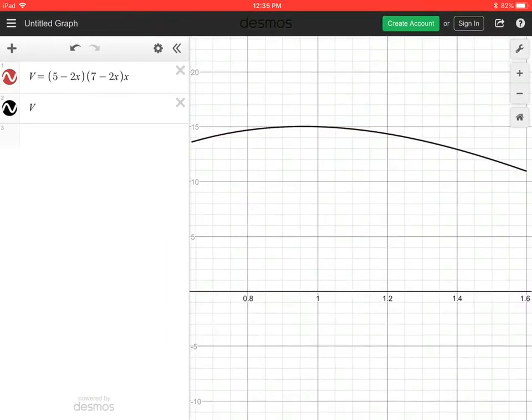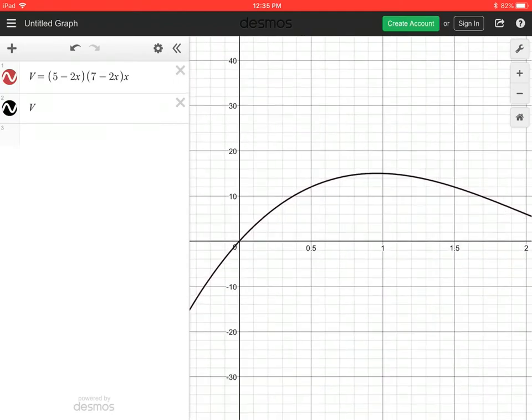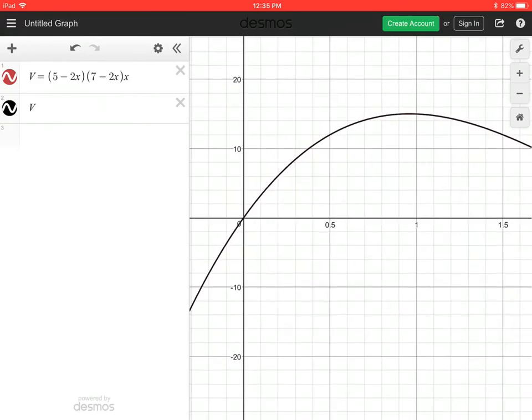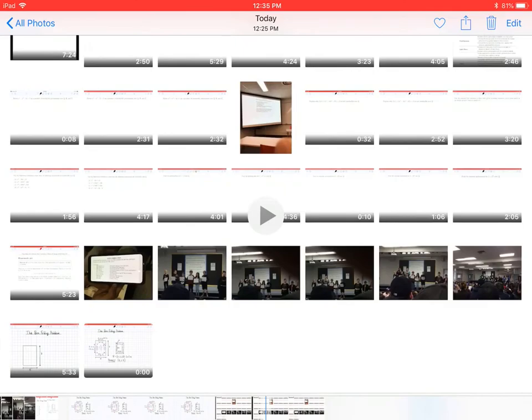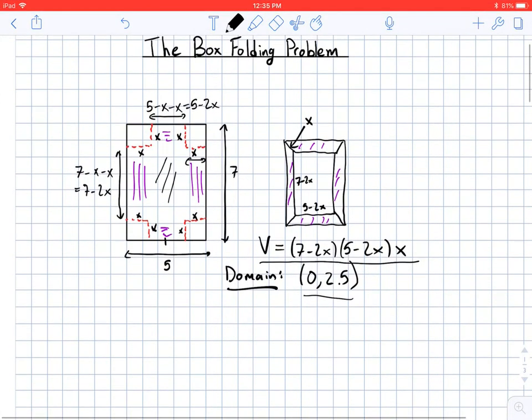And in Desmos, let me zoom it back out a little bit, we saw that you got a max just before 1, and that with that max the height was about 15. But we weren't sure exactly where it was. We knew it was a little bit before 1, maybe between 0.9 and 1, but we'd like an exact value. Alright, so let's head back over and work it out using some calculus.